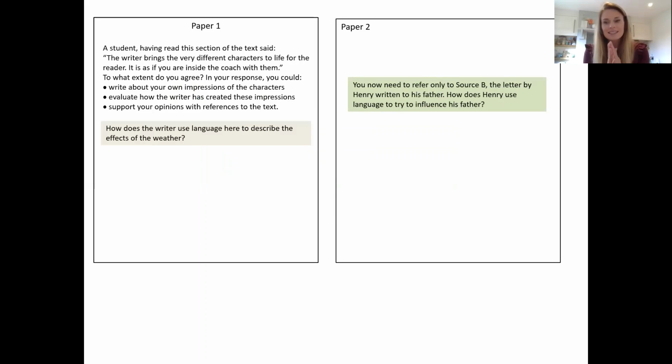And exactly the same, it's a language question: words, phrases, techniques, metaphors, similes, whatever you can find. Really zoom in, focus. As examiners, what we are looking for is your ability to really pick something apart, really look at it in detail. And that's the same skill on both papers. So it's a really important one to get your head around.